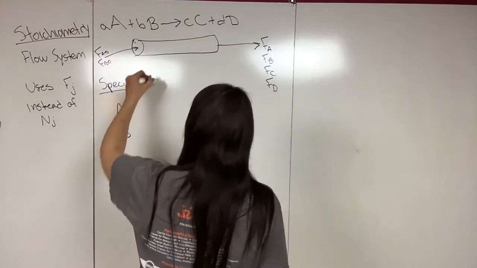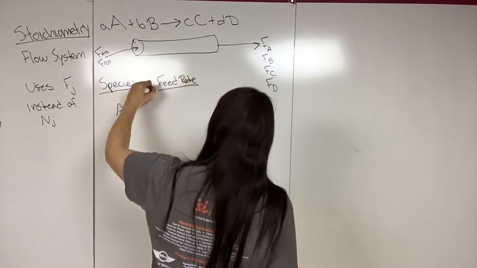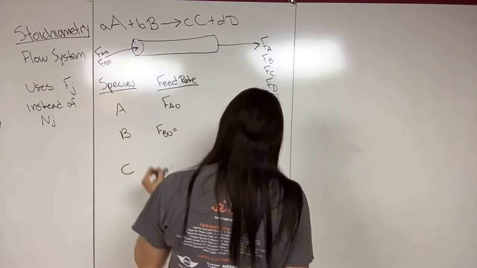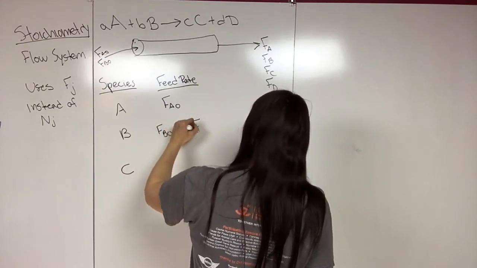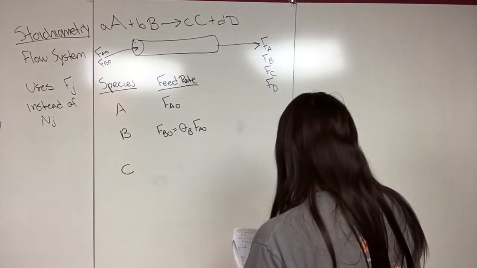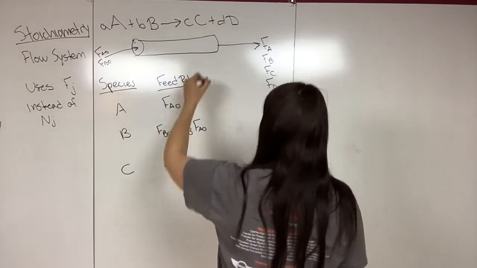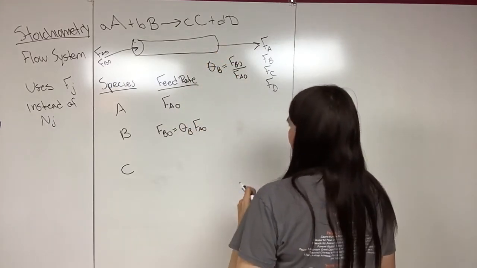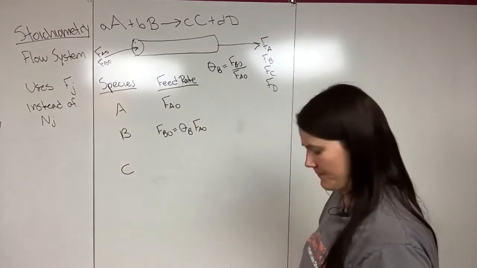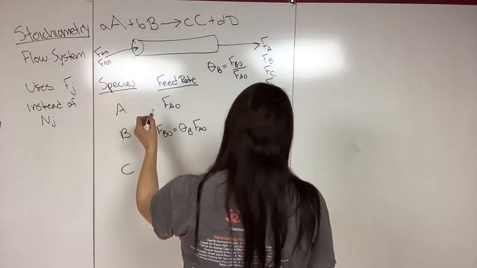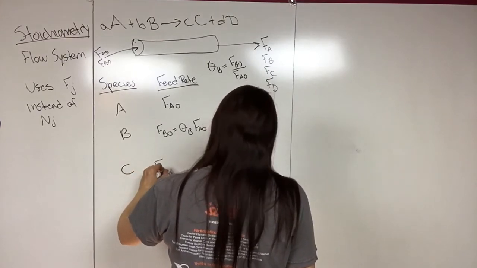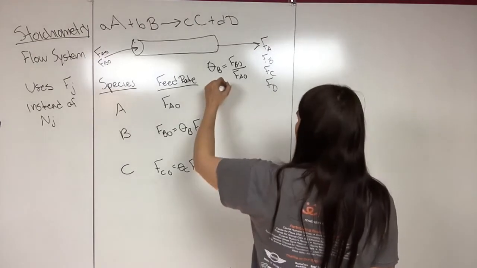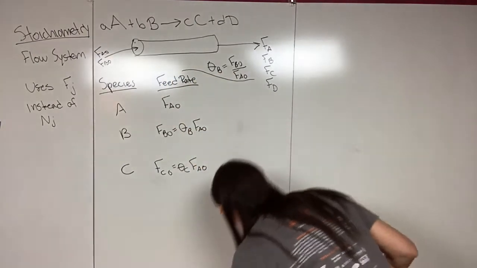So first of all, we have a feed rate. So for A, that would be Fa naught. For B, it's Fb naught, but this is equal to theta B Fa naught. And the reason why is if you remember the definition, theta B is equal to Fb naught over Fa naught. So then if I plug this in, the Fa naught cancels out and I just get Fb naught. And Fc naught is also theta C Fa naught.